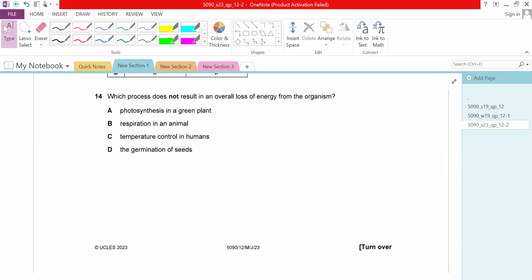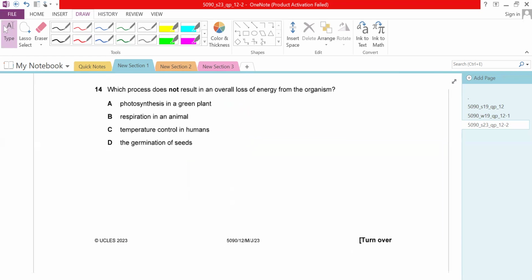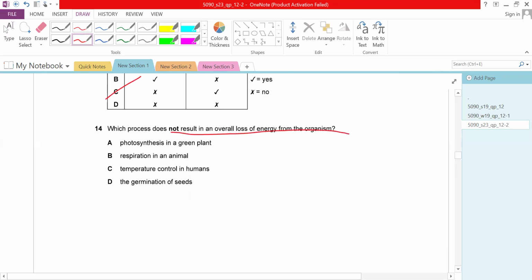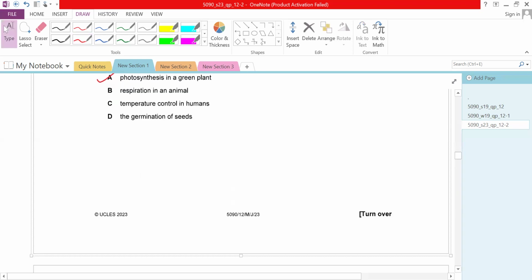Question 14. Which process does not result in an overall loss of energy from an organism? Photosynthesis in green plants, respiration in animals, temperature control in humans, and germination of seeds. So photosynthesis in a green plant is the process which does not result in an overall loss of energy from the organism.